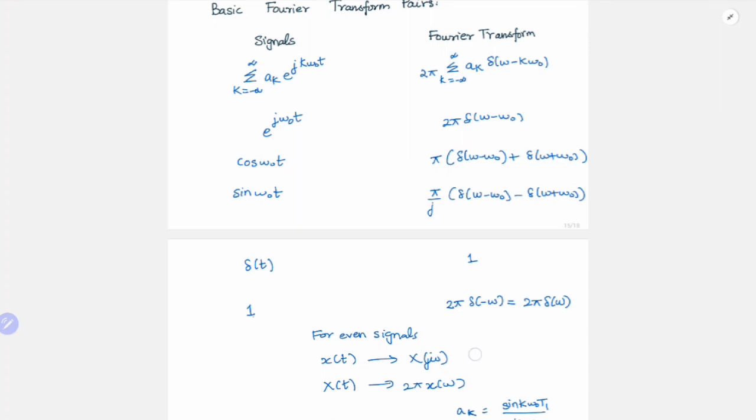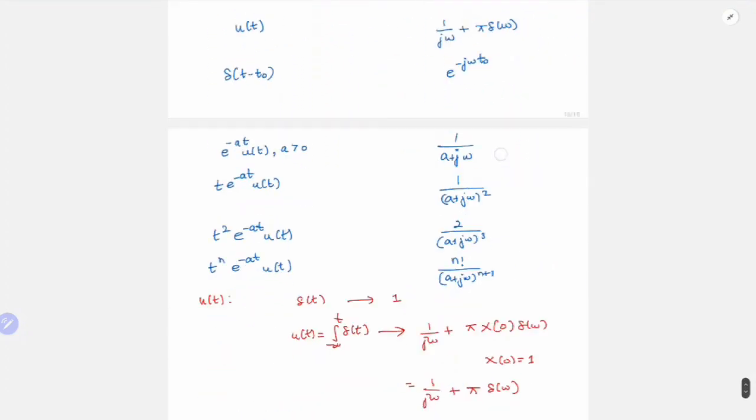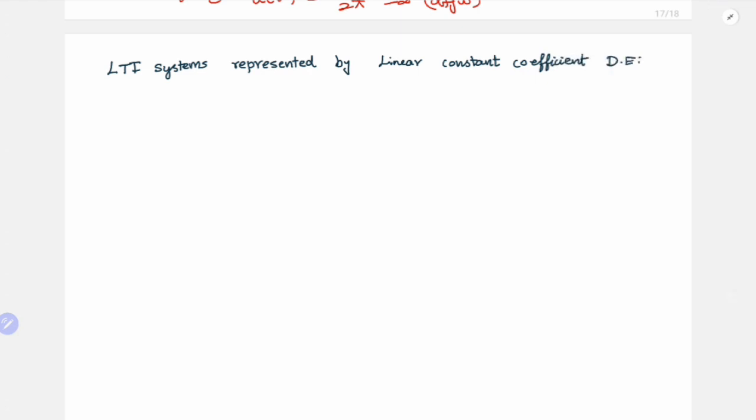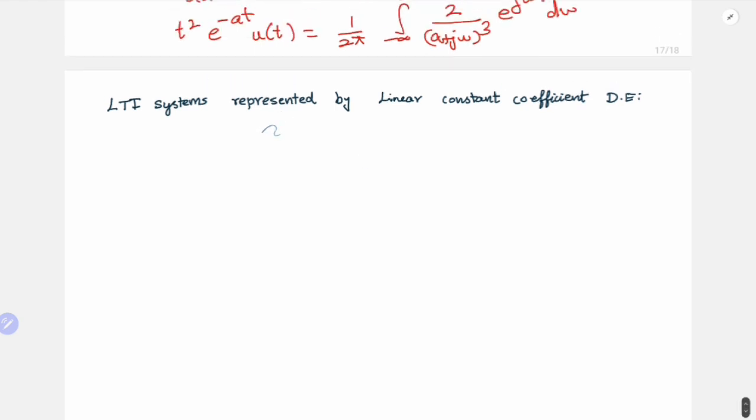Okay, now let us move ahead to the linear constant coefficient differential equations. So LTI systems represented by linear constant coefficient differential equation. So we want to find the frequency response, which is nothing but H of j omega of such systems.